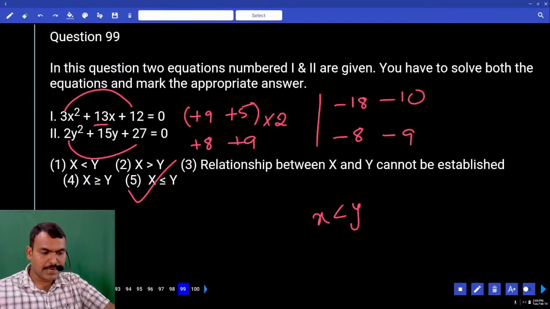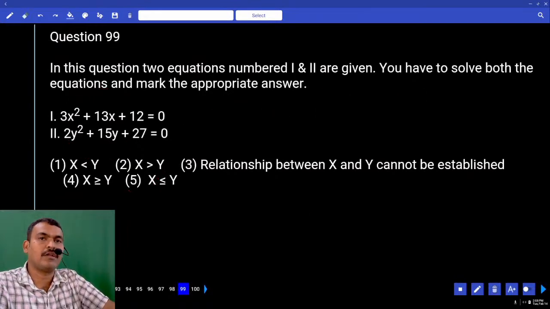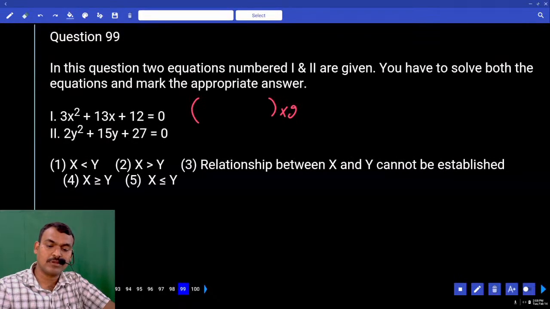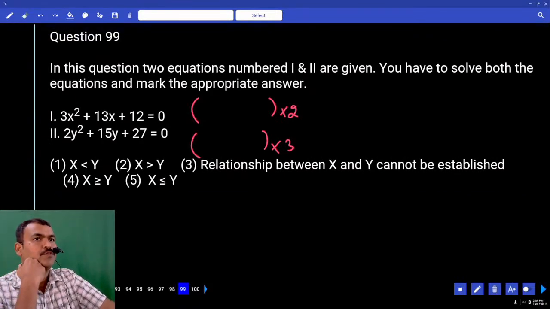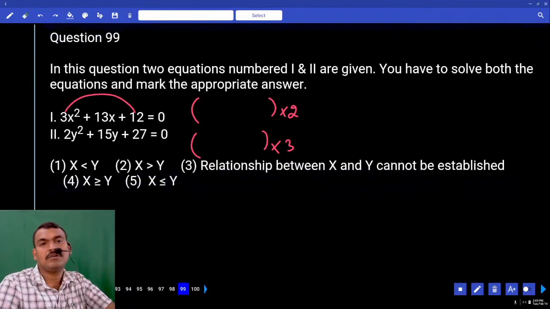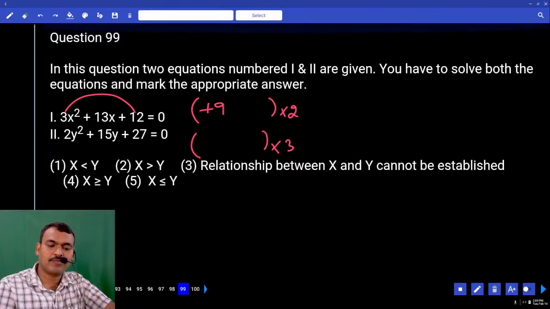Next question number 99. What is the coefficient of x square? 3. Coefficient of y square? 2. Means x roots multiplied by 2 times, y roots multiplied by 3 times, or not. Means both the equations a value are different, or not. 3 into 12 how much? 36. Means 9 into 4, plus 9 plus 4, or not.